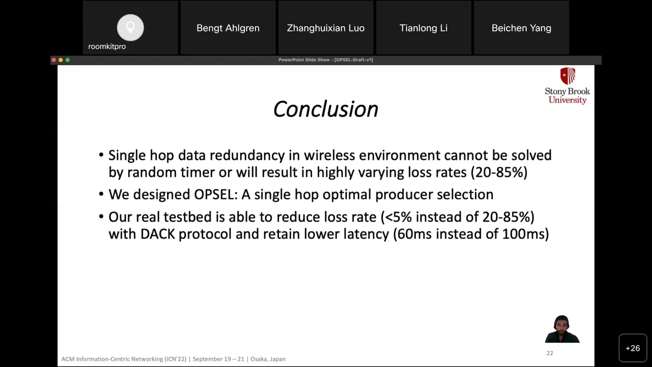So in conclusion, this is single hop data redundancy in a wireless edge environment. It cannot be solved by a random timer. We designed OPSEL, single hop optimal producer selection. Our real test bed is able to reduce loss rate to 5% instead of 20 to 80% with the DAC protocol and retain lower latency, 60 milliseconds instead of 100 milliseconds.